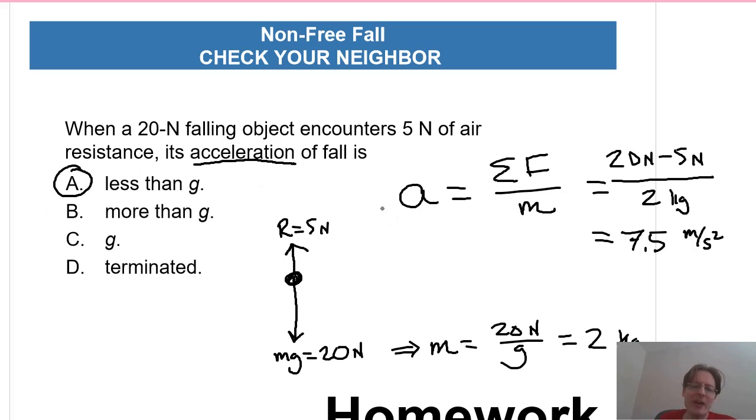And I knew it had to be less than g because the only way something's going to fall at the rate of g is if the only force on it is its weight. The only way that something falls at 9.8 meters per second squared is if there's no air resistance, if the only force that acts on it is gravity, is mg. In this case, there's a little bit of subtraction from the air resistance that reduces the net force from 20 down to 15. So of course, the acceleration is going to be smaller than 9.8 or less than g.